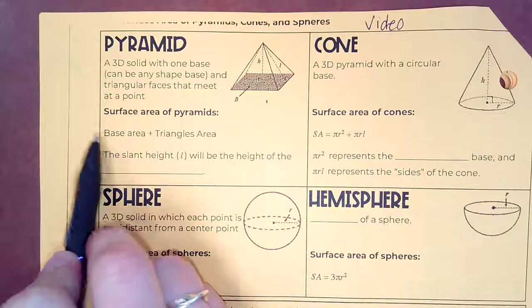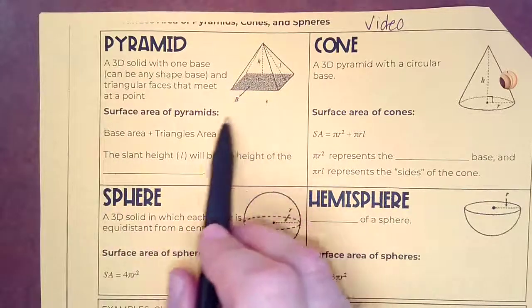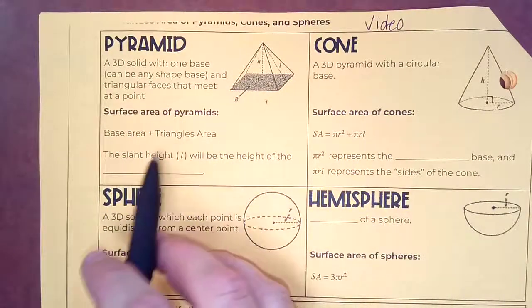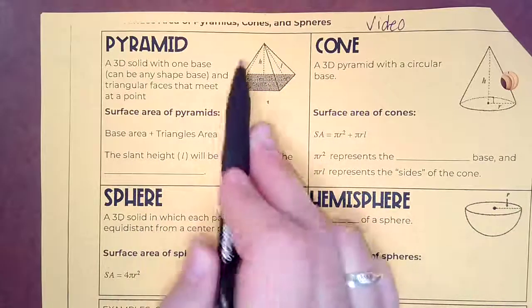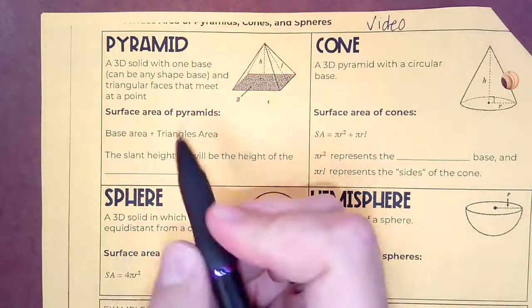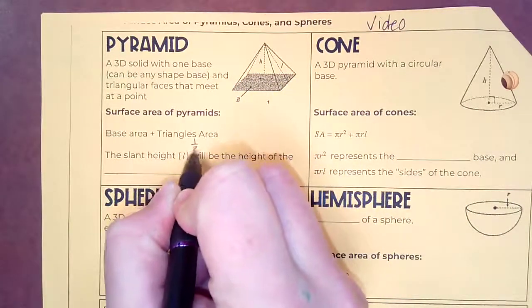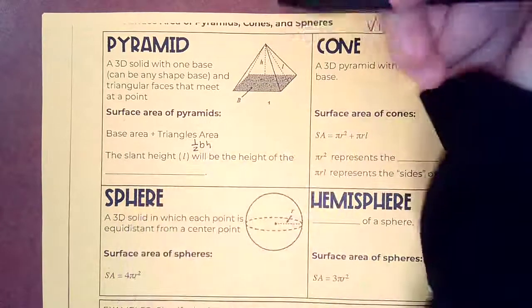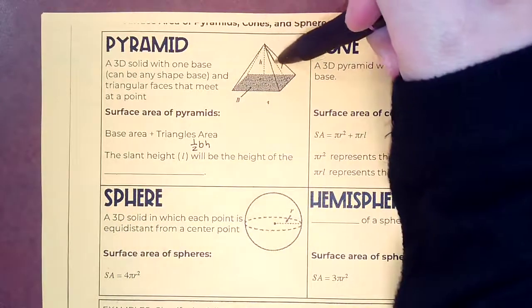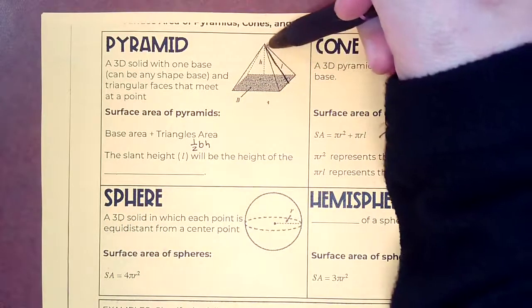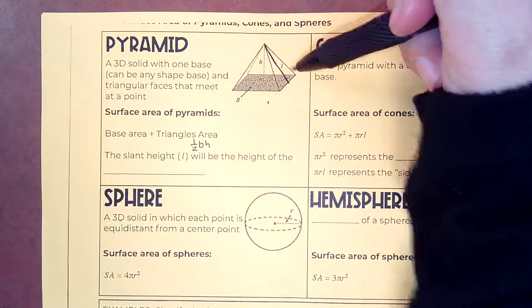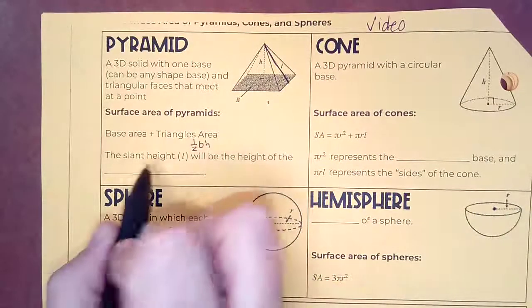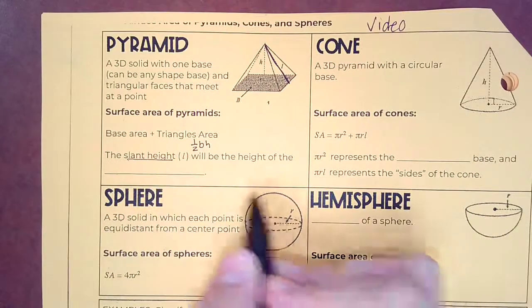So the base area, whatever that base is, if it's a rectangle, length times width, or base times height. For the triangles all the way around, we use the formula 1/2 base times height. However, the height is represented actually on the side here with the letter L, and that is considered the slant height of the triangle.